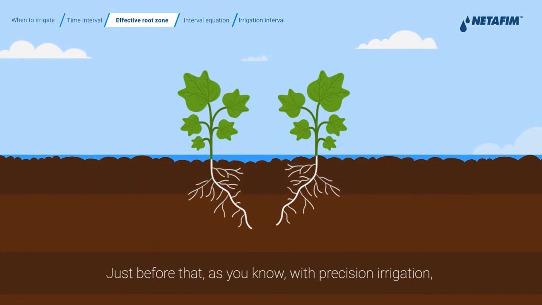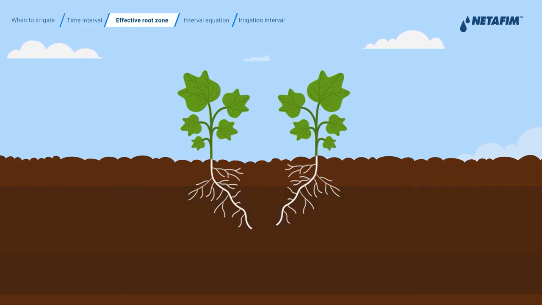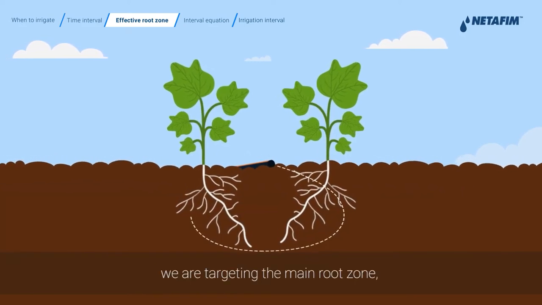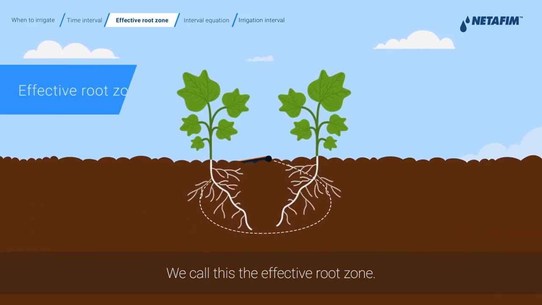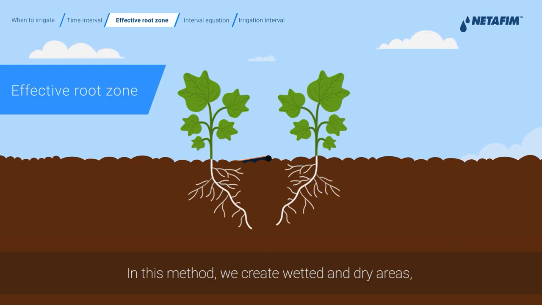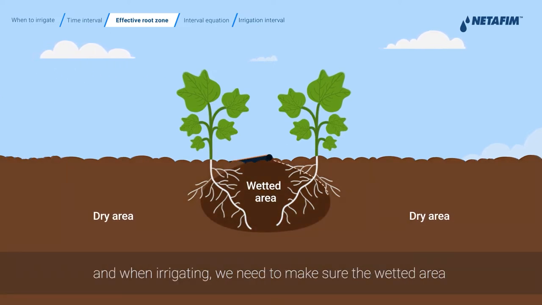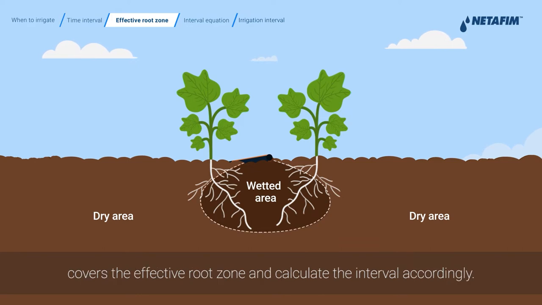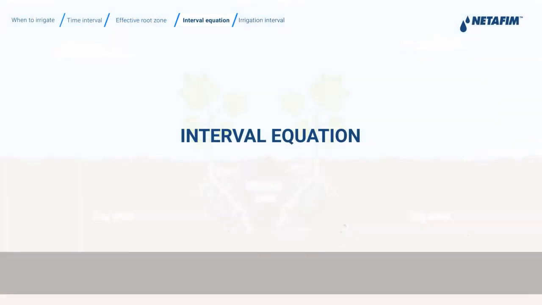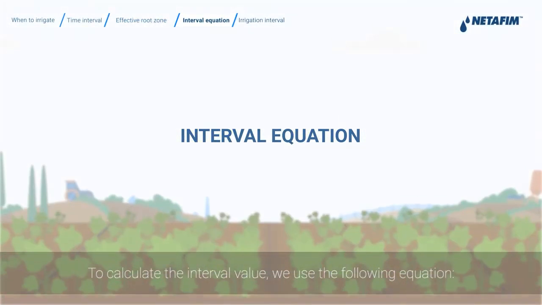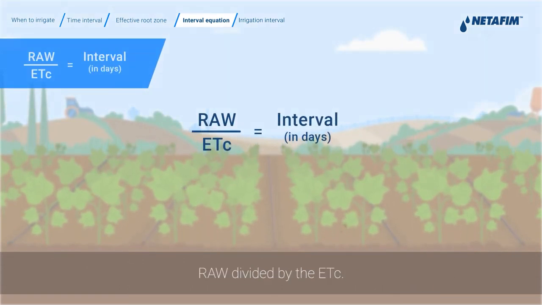Just before that, as you know, with precision irrigation, you're not irrigating the full soil profile. We're targeting the main root zone, where 85% of the roots are distributed. We call this the effective root zone. In this method, we create wetted and dry areas, and when irrigating, we need to make sure the wetted areas cover the effective root zone and calculate the interval accordingly. To calculate the interval value, we use the following equation: RAW divided by the ETC.